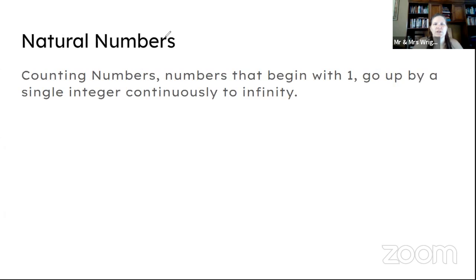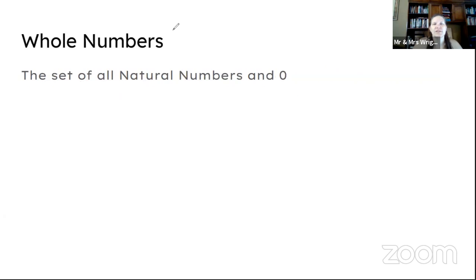Natural numbers are numbers that we call counting numbers. So if you have a bunch of items and you start counting them, you're going to start at 1, and then you're going to count 2, and then you're going to count 3, etc., etc. So these are all the natural numbers. So you go up by a single integer continuously to infinity, starting with 1. Whole numbers are all of the natural numbers, but we start at 0 this time. So 0, 1, 2, 3, etc.